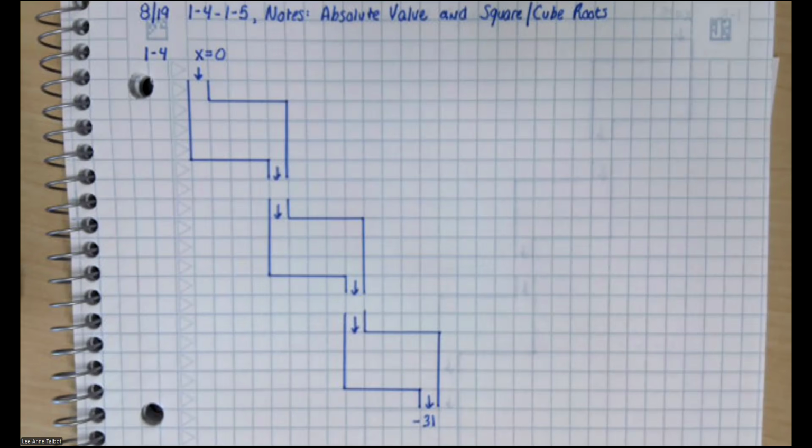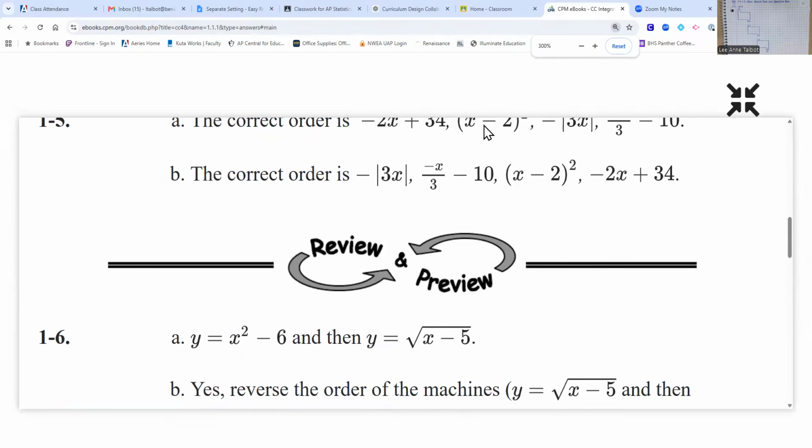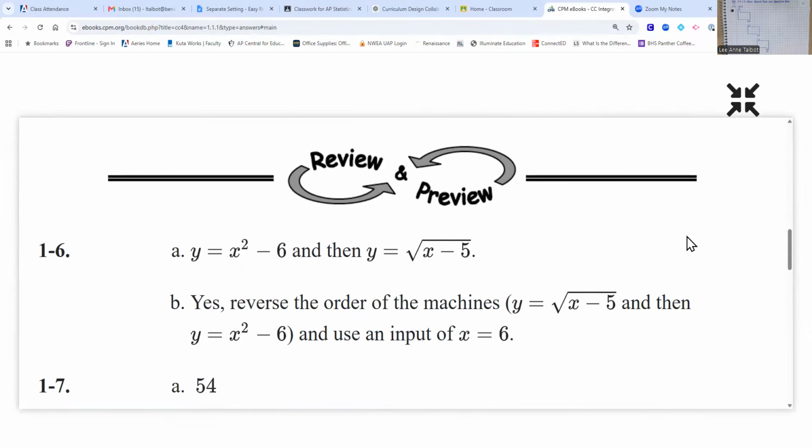Can you guys just scoot your notebook aside? We're going to come back to that in a minute. And can you please find your homework from last night, which is number 6 through 10 in the packet? I wanted to quickly go through the answers so you guys can check your answers and then ask me if you have any questions about any of them.